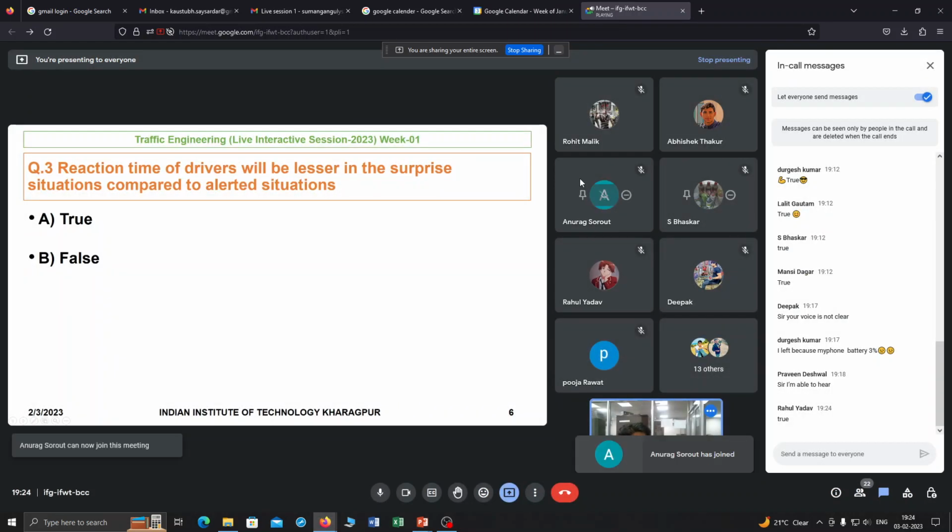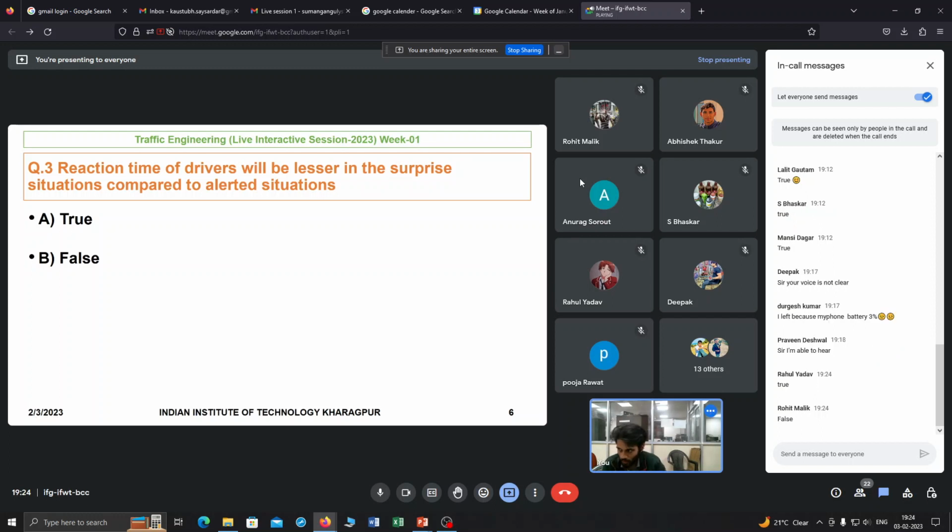True, you are saying. Okay, Rahul Yadav is saying true. So you are saying that reaction time of drivers will be lesser in the surprise situations compared to alerted situations. And Rohit says false, Riya says false. So okay, since I got participation from all of you, and some people are saying true as well.